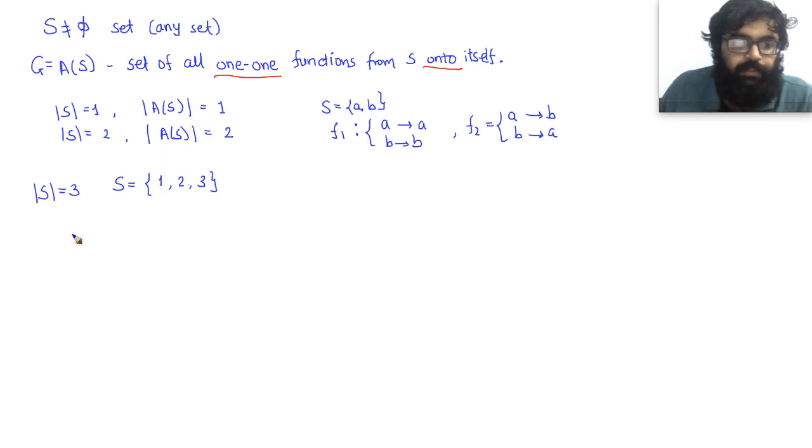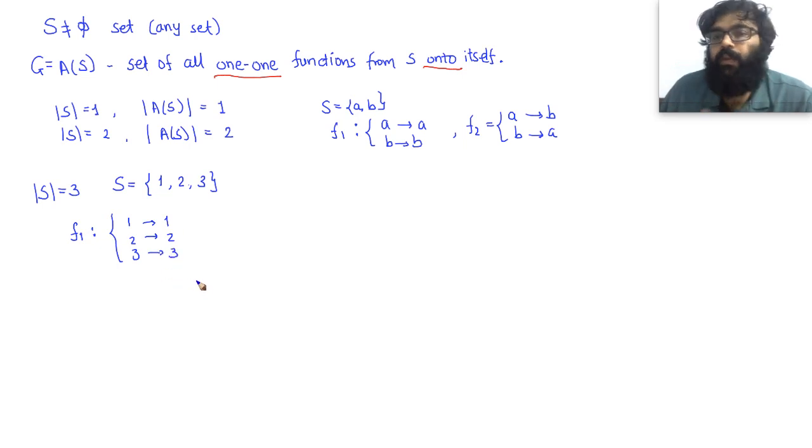Let me try to list them here. F1 is the identity function on 1, 2, 3: 1 goes to 1, 2 goes to 2, and 3 goes to 3. Remember, we don't have constant functions here because we are looking for one-one and onto functions. So we cannot have 1 goes to 1, 2 goes to 1, 3 goes to 1. Such functions are not allowed. We are looking for all one-one onto functions.